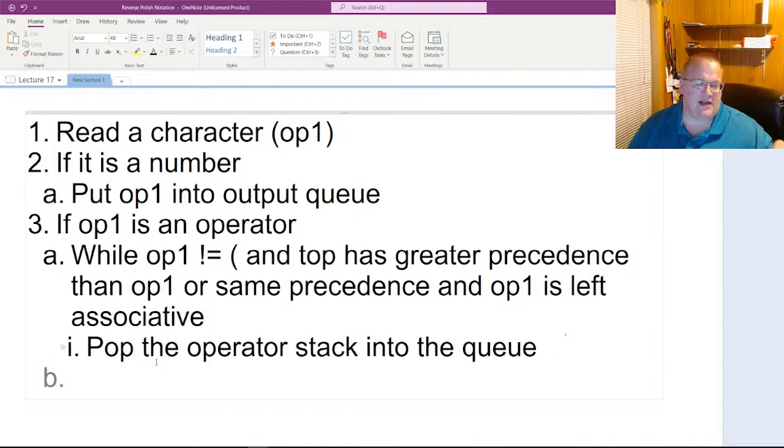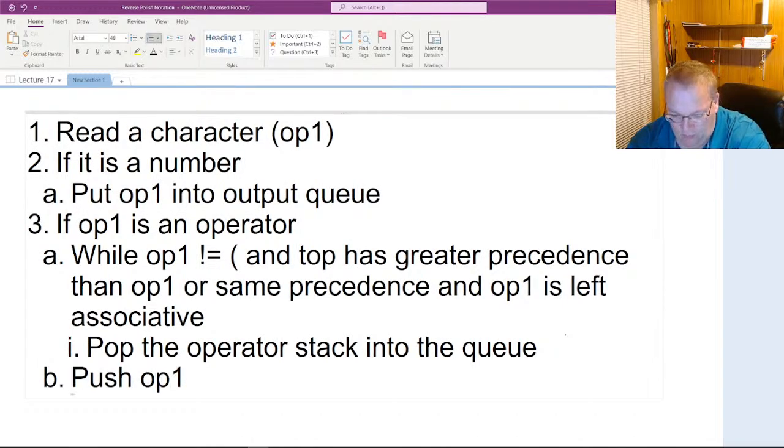So that means if we read in an open parenthesis, and top has greater precedence than what we're looking at. We'll see it. I think you'll see it in practice here. Hang on. So the next one is push op1 onto the stack.